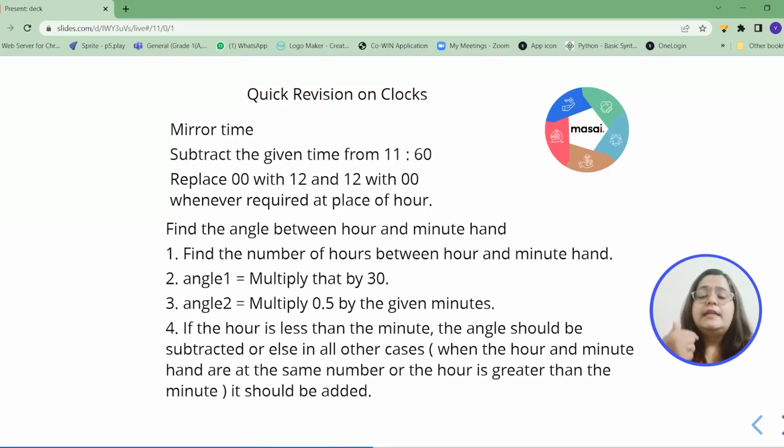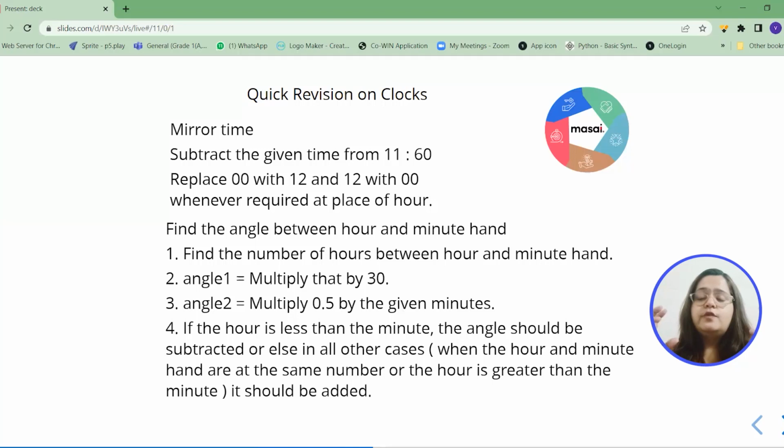Very first, the number of hours between the hour and minute hand. For example, when we are talking about 6:20, the hour hand is at 6 and 20 minutes means the minute hand is at 4. So between 4 and 6 there are 2 hours. So first calculate the gap between the hour and minute hand. Whatever number of hours you get, you have to multiply that by 30. That will give you angle 1. Angle 2 is based on whatever minutes are given. Here the minutes were 20, so multiply that by 0.5, and you will get the answer.